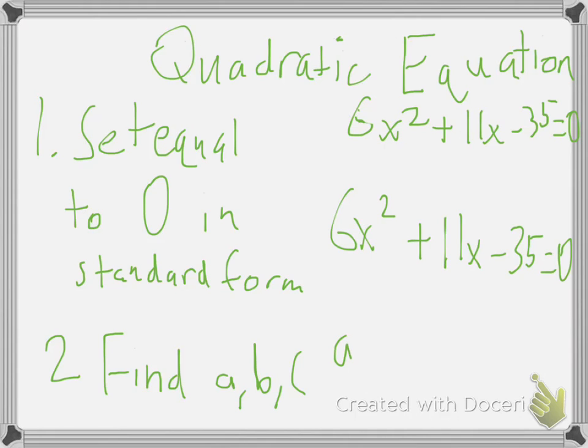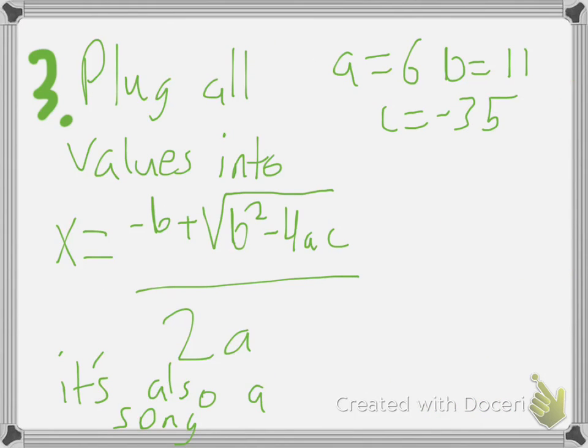So your a value is going to be 6 because it's in front of the x squared. Your b value is going to be 11 because it's in front of the x. And your c value is going to be equal to negative 35. The third step is to plug all of these values into x is equal to negative b plus or minus the square root of b squared minus 4ac all over 2a.